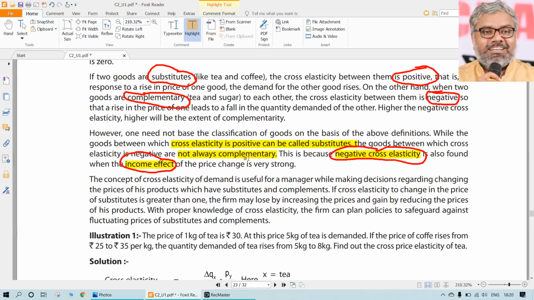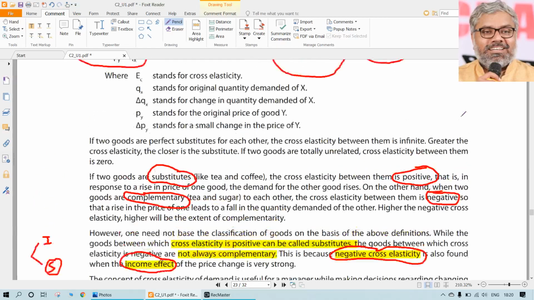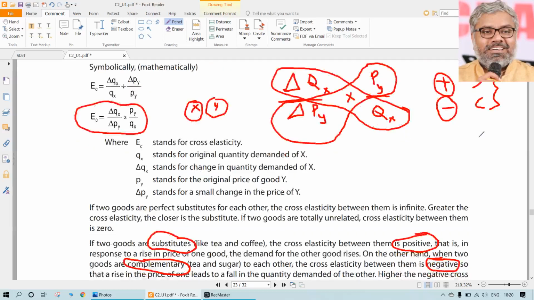So if you go back and remember the price effect, which has two aspects, income effect and substitution effect: if the income effect is affecting more, the cross elasticity could still be negative, but because of the substitution effect, the cross elasticity will definitely be positive. So we have to keep this in mind. For substitutes, the cross elasticity is going to be positive. For complementary commodities, it is going to be negative. That is true. But negative cross elasticity sometimes could be not just because the goods are complementary, but also because of income effect.